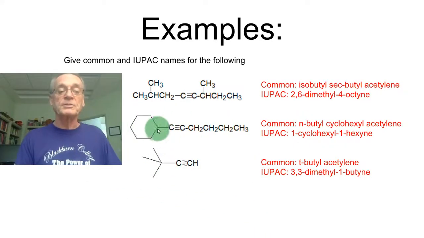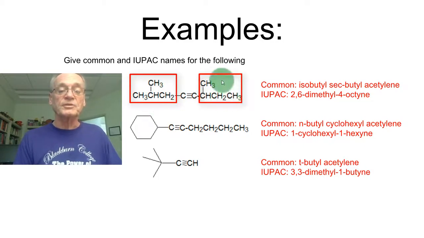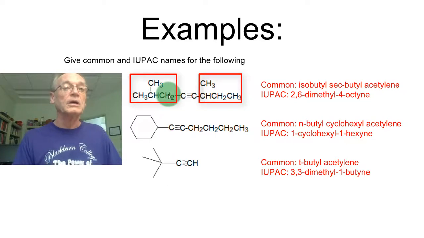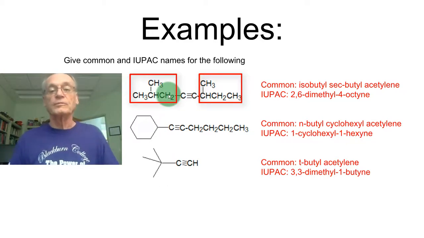So the common name for this compound is isobutyl, because this is an isobutyl group, secbutyl, because this is a secbutyl group, acetylene, because that is an acetylene right in the middle. So if you didn't remember that this is an isobutyl group, remember it. These 4 different butyl groups that we've talked about, you'll see them over and over and over again.